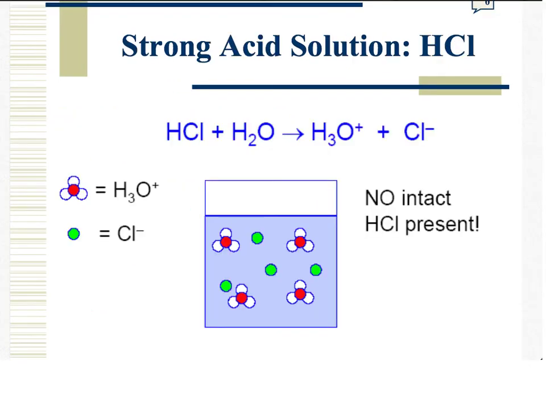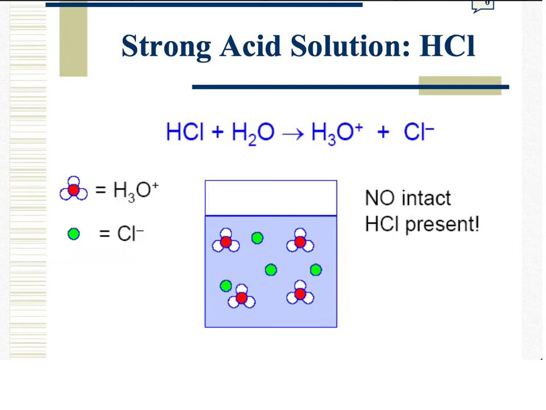Now, what does it mean to be a strong acid and to fully dissociate? Well, here we see HCl put into water, and you end up making H3O+, hydronium ions, and Cl- ions. These pictures show you what an H3O+ ion looks like and what a Cl- ion looks like. The blue behind it is the water.